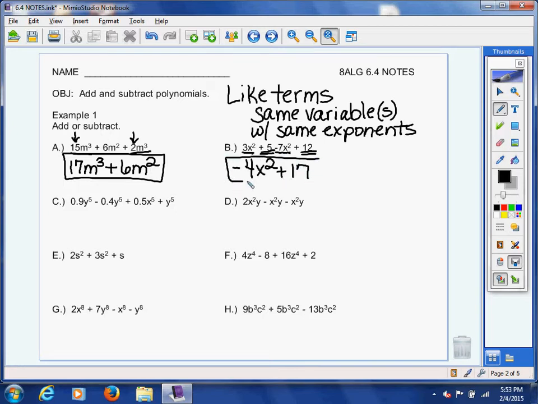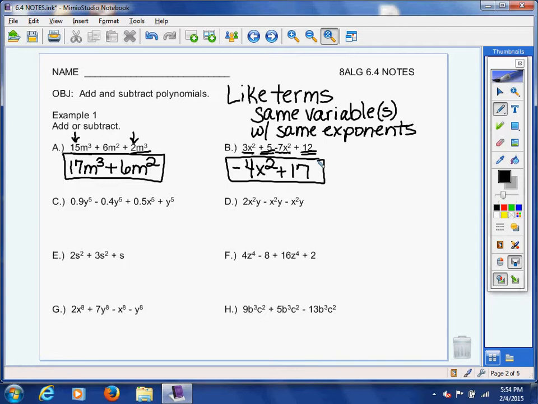So I combine my like terms together, and I'm done, because I can't add negative 4x squared and 17 together because they are not like terms. 17 doesn't even have a variable on it. So they're not like at all. Remember, like terms, they have to have the same variable and the same exponents on those variables.